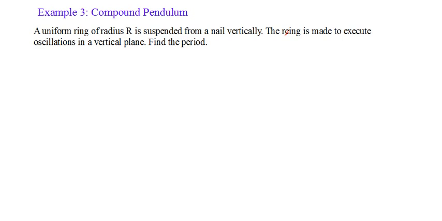So let's try to visualize the problem. Let's say a simple one. You consider there is a nail hammered onto the wall, and we have a ring of certain radius r. So this is the ring. Let's assume that the ring is hanging from the nail like this. Now let's say that r is the radius and let m be the mass of the ring.